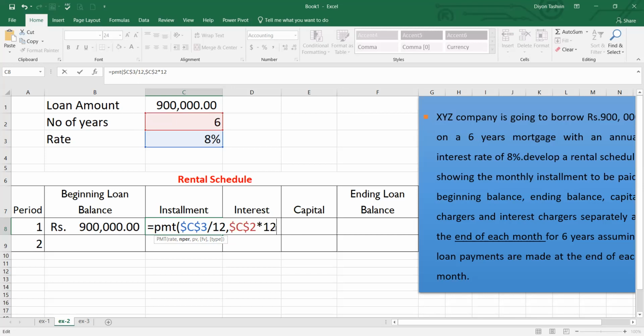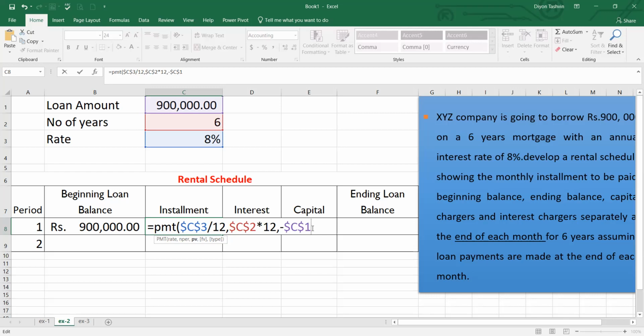Then the next one is the present value of the loan. Present value means the current value of the loan. So according to this question, the present value is the loan amount. So you have to fix it. Why? Because it is fixed over the period of time. So if you want to keep the installment in a positive figure, here in front of the present value, you have to put a minus sign. Otherwise, you will get a negative answer.